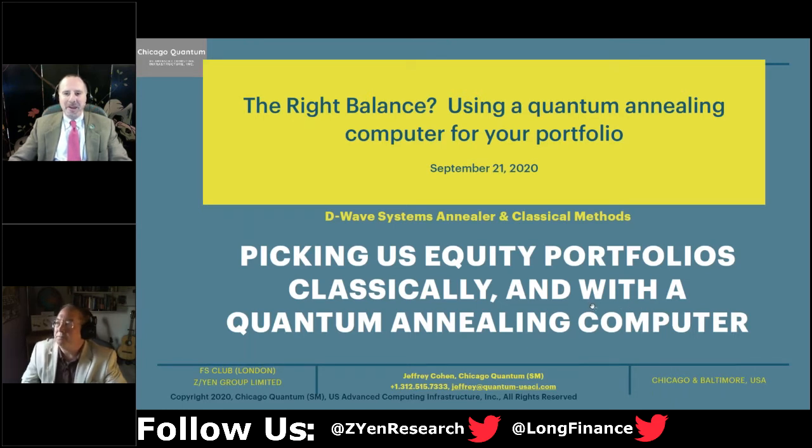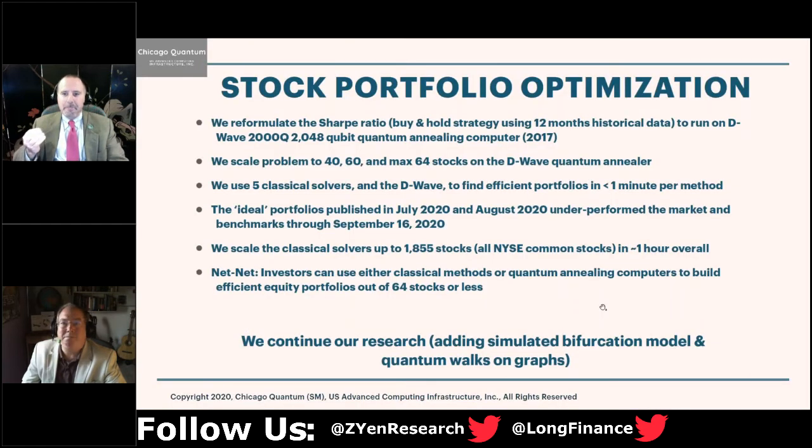All right. Well, thank you very much, and thank you, everyone, for listening. I appreciate it. I'm Jeffrey Cohen, the president and founder of Chicago Quantum, which is an entity under U.S. Advanced Computing Infrastructure Incorporated. So we're going to talk today about the right balance, using quantum annealing computers to help pick stocks.